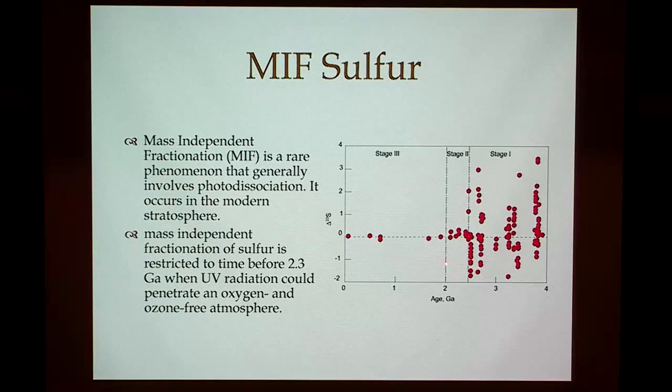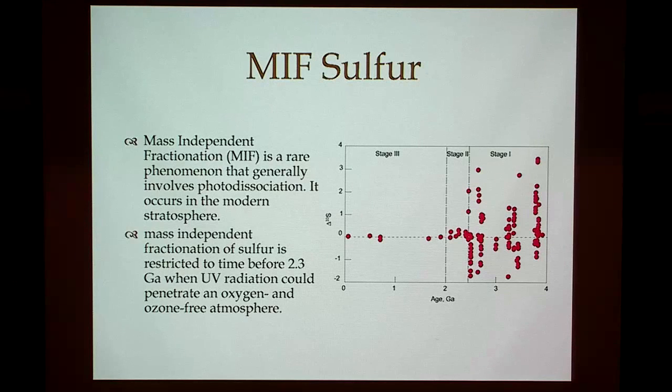And this shows sulfur isotope ratios. This is the extent of mass-independent fractionation on this axis, this uppercase delta 33S. Everything after 2 billion years doesn't show this. But there's a signal of this mass-independent fractionation before about 2.3 billion years ago. Okay, well, that's just about the time we think the atmosphere became oxidizing. So the explanation is, before that, there was no oxygen, there was no ozone to filter out the ultraviolet light.